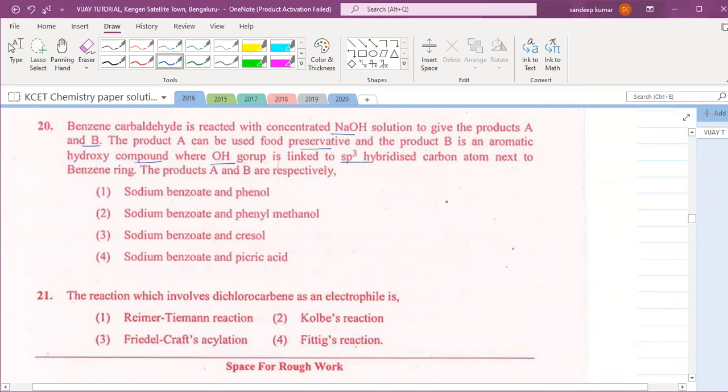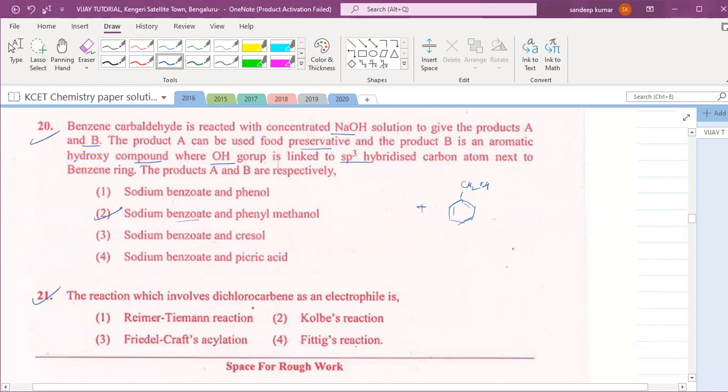So from this hint, you can see another product is what? This one, CH2OH. So this is nothing but phenyl methanol. Another product, which is used as a food preservative, is nothing but sodium benzoate. So the second option is correct. Next, the third one.